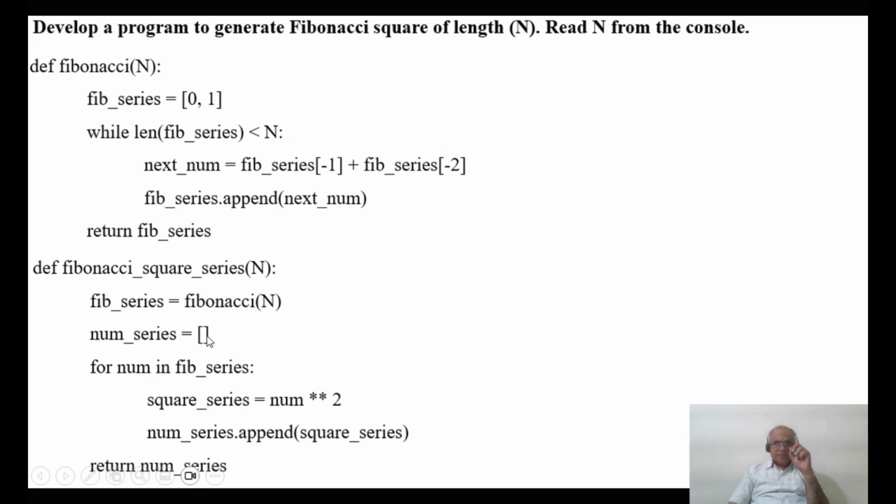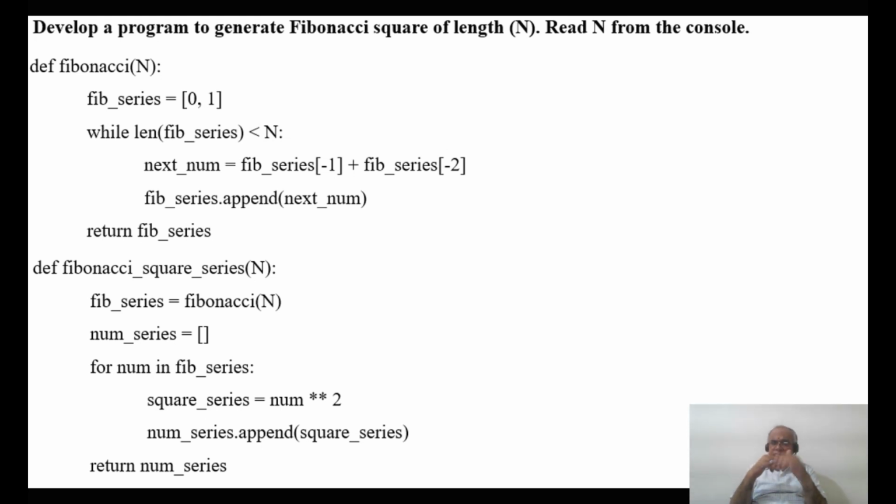Then the num_series will have the first number, which is 0. The second one is 1. Is 1 in Fib series? Yes, so the number is 1 now. What is the square of that number? 1 squared becomes 1. Then the next num in Fib series is 1, because it is 0, 1, 1, and its square is again 1. Then you have 2; is 2 in the Fib series? Yes, so square_series is 2 to the power of 2, which becomes 4. And this is repeated until there is no number left to be considered from the Fib series.